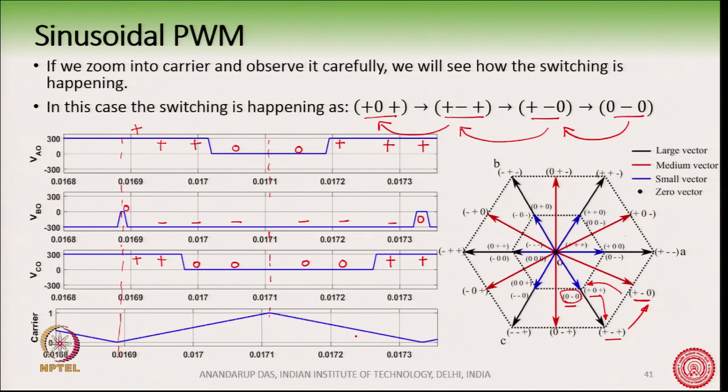So, you see here in this particular switching sequence, if we zoom into one carrier, we can distinctly see how the movement of the space vectors in terms of switching is happening.